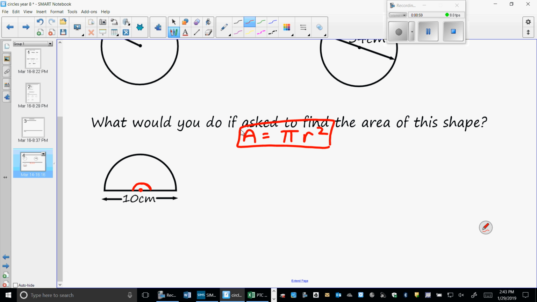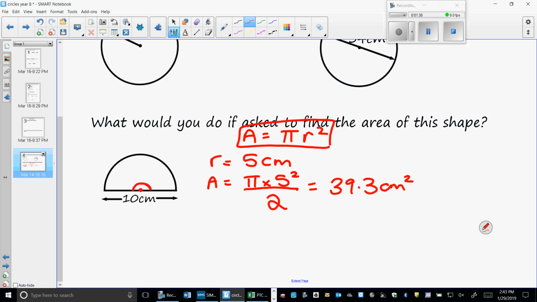Now, in this question, have they given us the radius or the diameter? The diameter. So what do we do with this number to find the radius? Divide by 2. So we know the radius for this one would be 5 centimetres, yes? We know it's half a circle, so if it was a full circle, the area would be pi multiplied by 5 squared. But because it's half a circle, what am I going to do with this number? Divide it by 2. And what answer do we get for that? 39.3, and it's centimetres squared because it's an area.